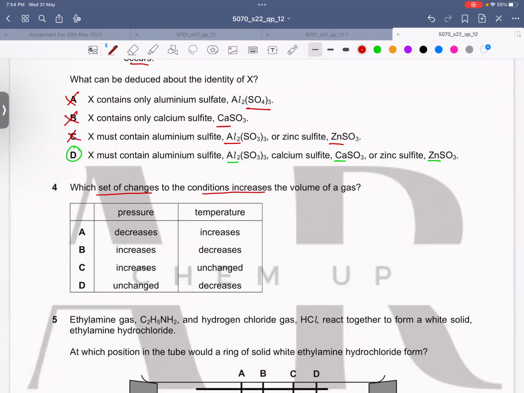Now, question number 4. Which set of changes to the conditions increases the volume of a gas? For pressure, we have to decrease the pressure, not increase it. So B and C go wrong. And increasing temperature at unchanged pressure, so we don't have to look at the temperature. We just got it from the pressure that the other three options go wrong. So A is the correct answer. Yes. Okay, sir.